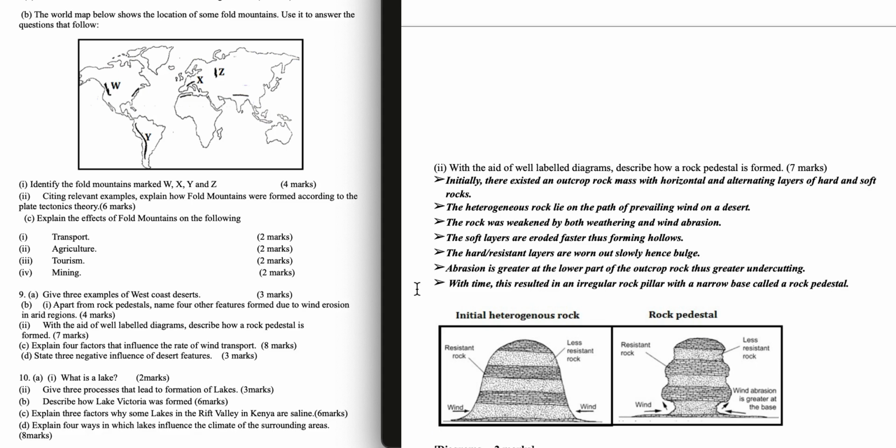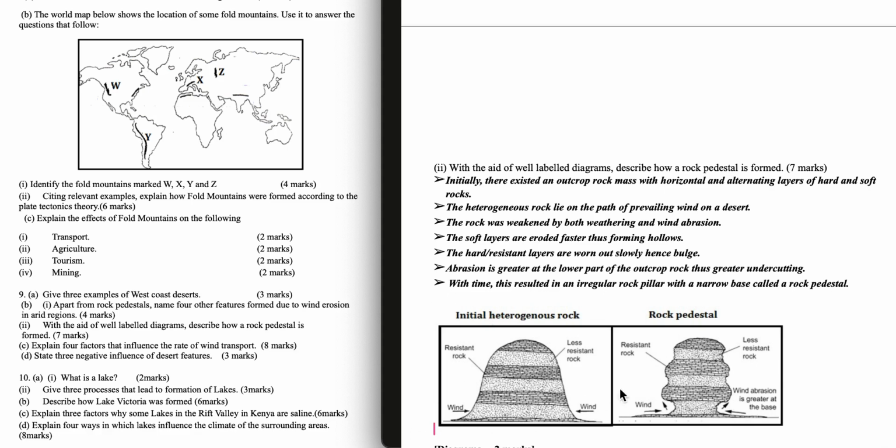The heterogeneous rock lies on the path of prevailing wind in a desert. The rock was weakened by both weathering and wind abrasion. The soft layers are eroded faster, thus forming hollows. The hard layers are worn out slowly and budge. Abrasion is greater at the lower part of the outcrop rock, thus creating undercutting. With time, this resulted in an irregular rock pillar with a narrow base called a rock pedestal.